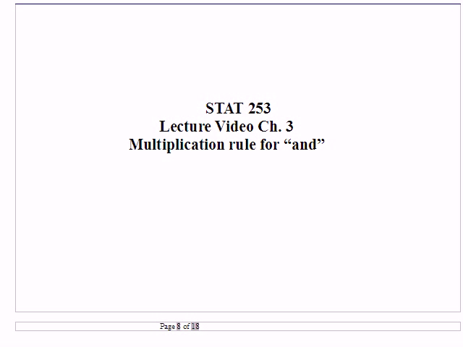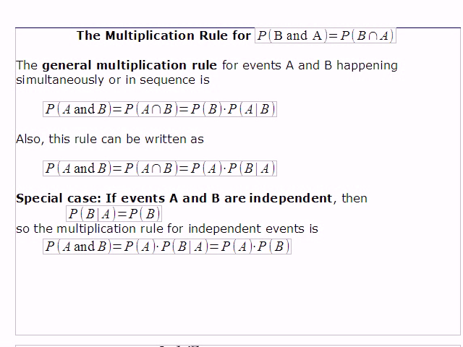In this lecture, I'll give the multiplication rule for the case of A and B. The general multiplication rule for events A and B happening either simultaneously or right in sequence with each other is: the probability of A and B is the probability of B by itself, multiplied, not added, times the probability of A given that B has already occurred. Or you could do it in the other order. It's the probability of A times the probability of B given A.